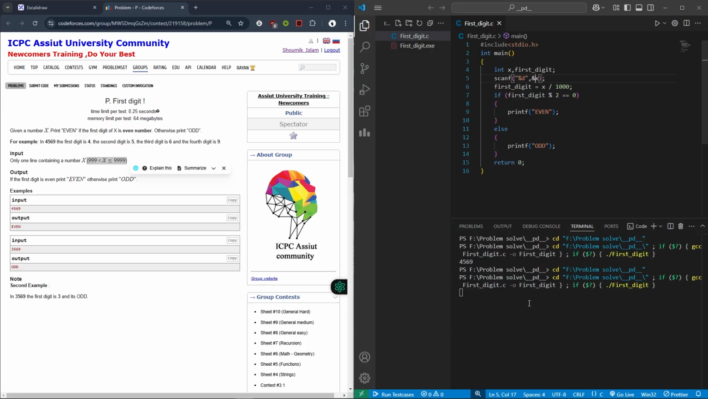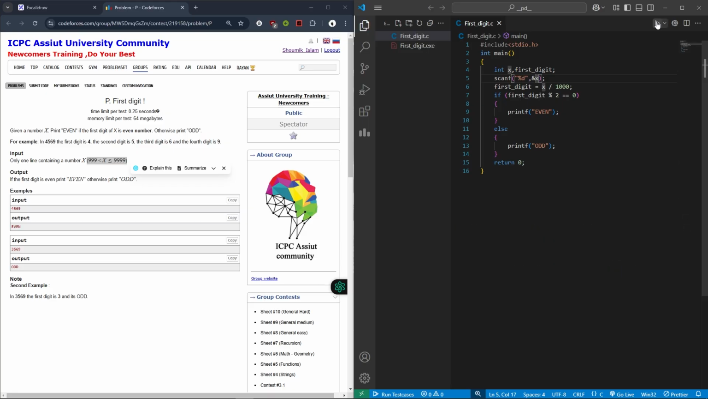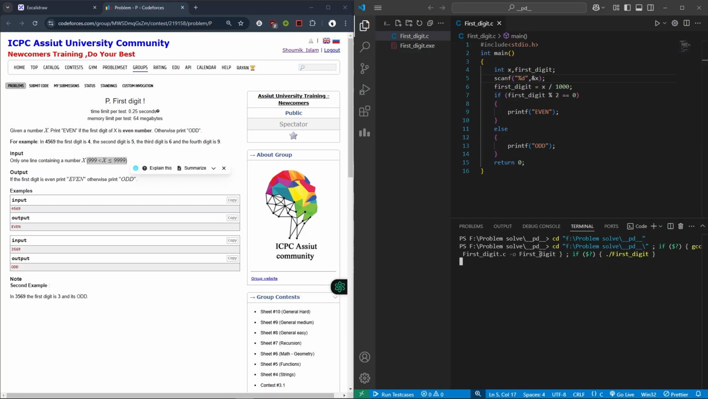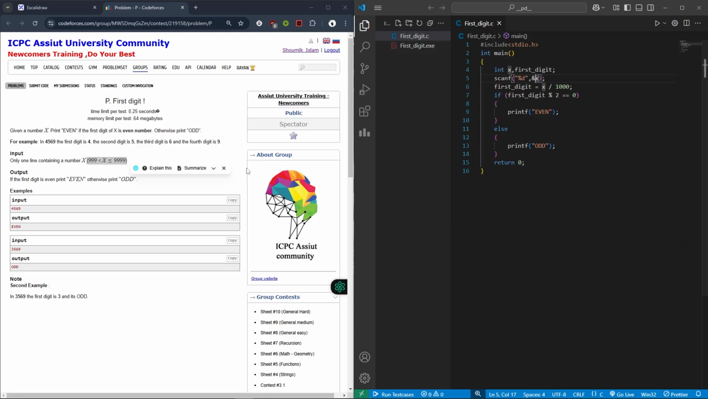Now let's run the program again. 4569. We got even since the first number is even. Let's do it again. 3569. We got odd. Yeah, guys, that's how we solve this problem. Hope everyone understood this.